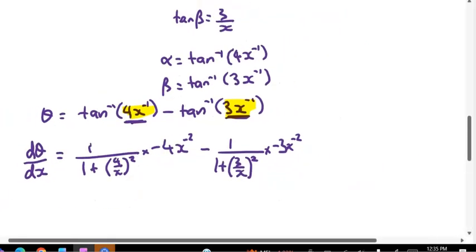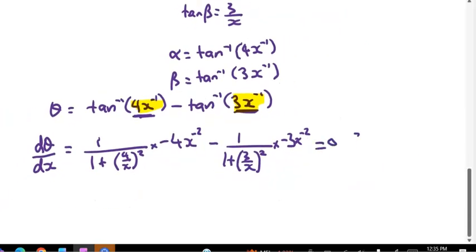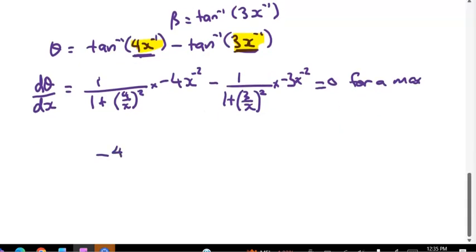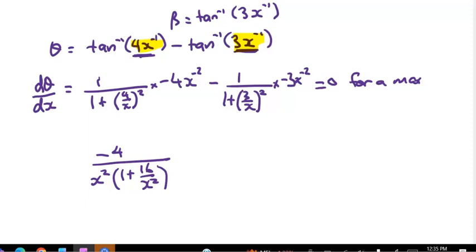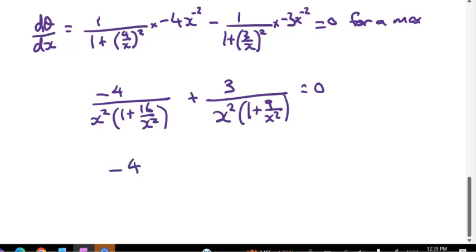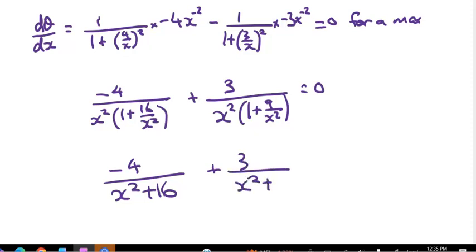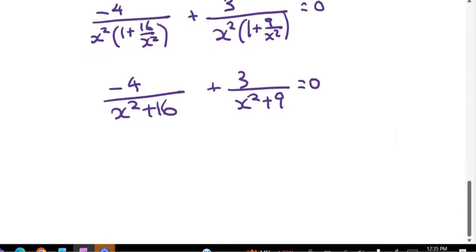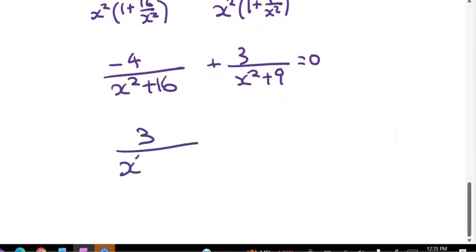Now, for a maximum, we need to set that equal to 0. And we've got to do some cleanup. So we've got negative 4 over x squared times 1 plus 16 over x squared, plus 3 over x squared times 1 plus 9 over x squared, equals 0. Washing this through, we get negative 4 over x squared plus 16, plus 3 over x squared plus 9, is equal to 0. That gives me 3 over x squared plus 9 is equal to 4 over x squared plus 16.